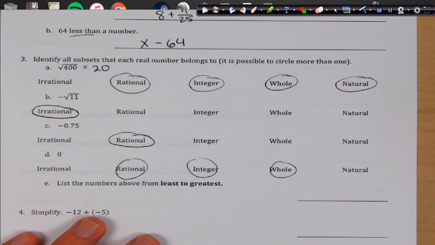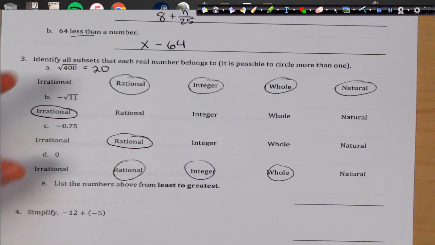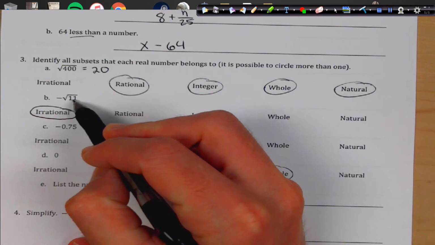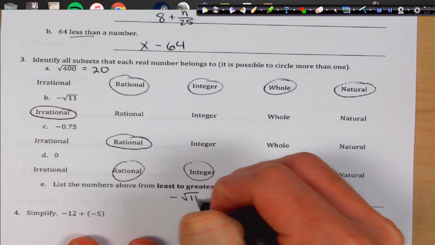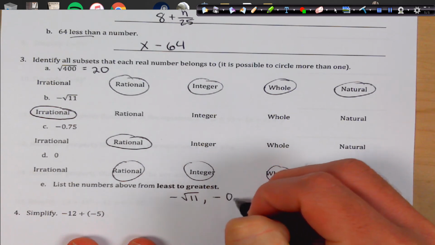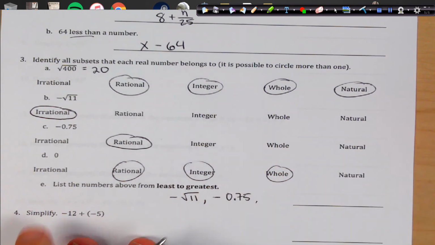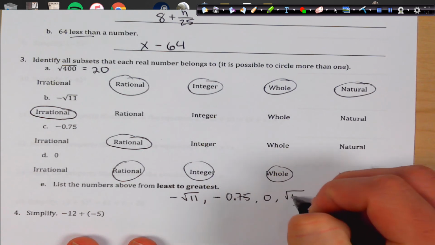Okay, list the numbers from least to greatest. So we're going to take basically the numbers up here and go from least to greatest. So negative 11 is going to be the smallest. Then we're going to get negative 0.75. And then we're going to get 0. And then we're going to get the square root of 400.